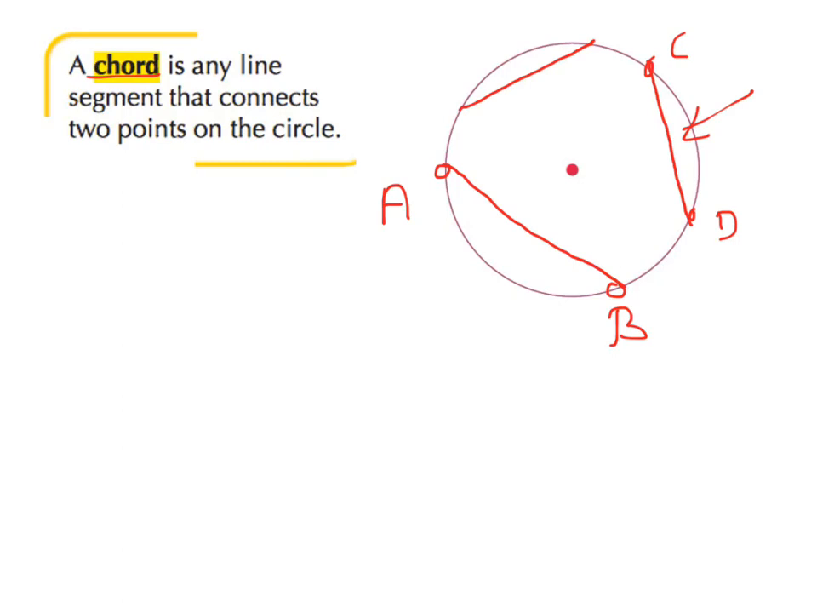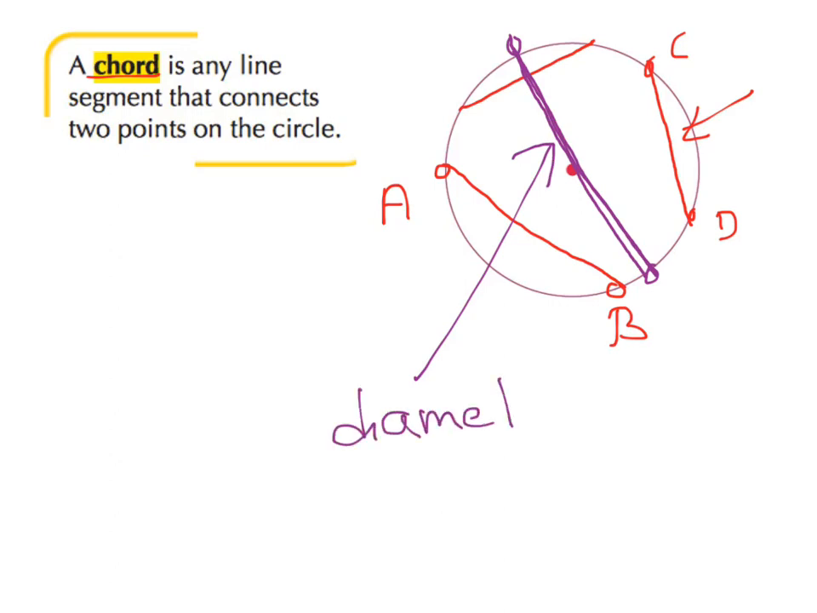Now observe carefully. Is it connecting 2 points on the circle? Is this a chord now? Yes. But since this chord is passing through the center, what is this called? It is called a diameter. So a diameter is also a chord.